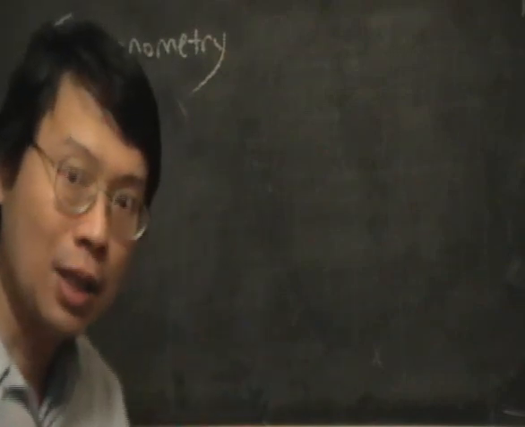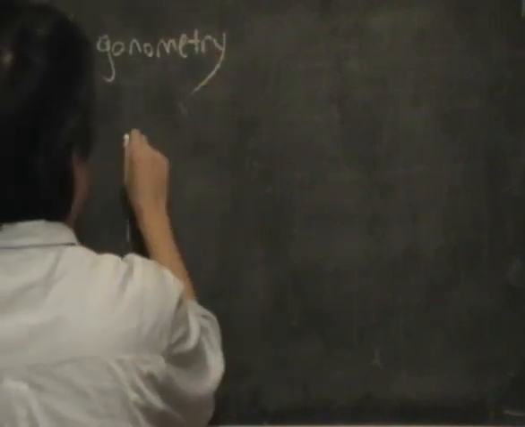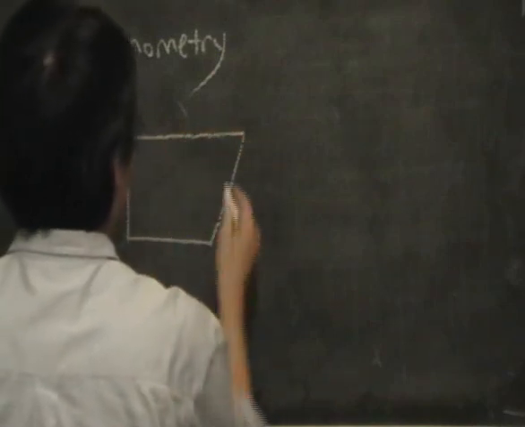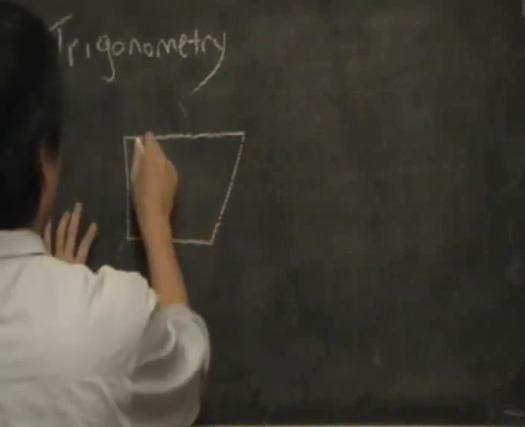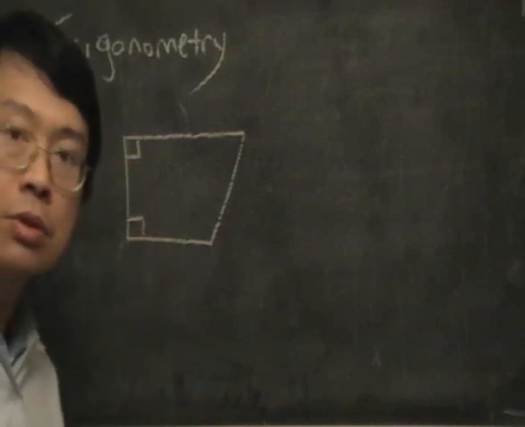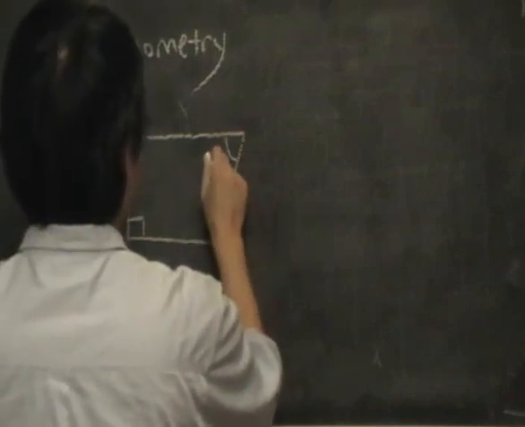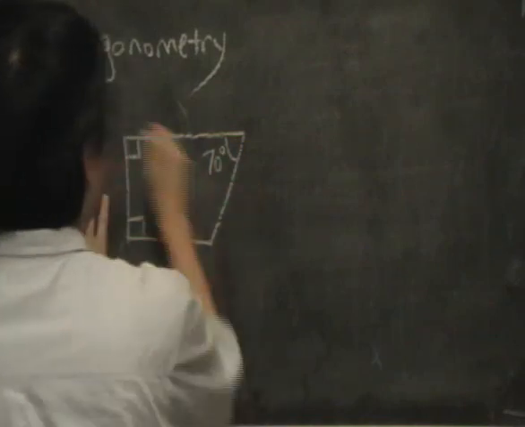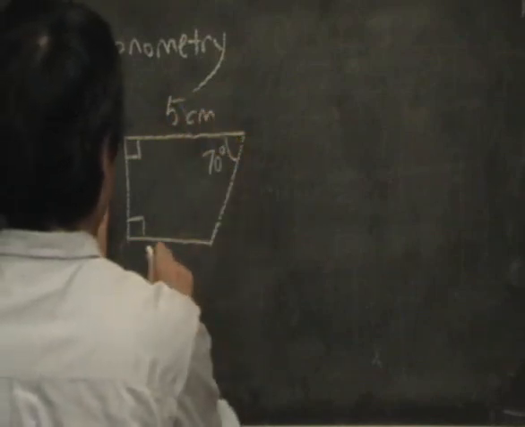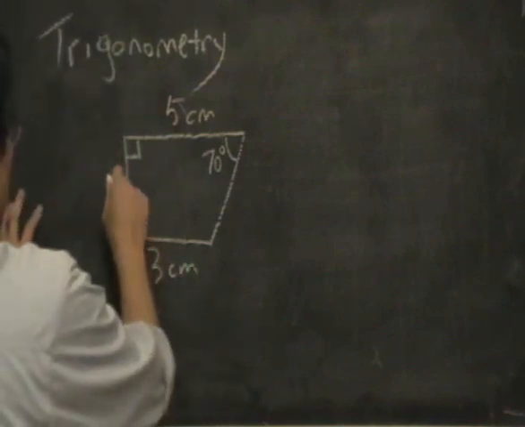So let's look at one last example before we finish off. Suppose we have this figure. Two of the angles are right angles. That angle is given as, say, 70 degrees. That length is 5 cm. That length is 3 cm. And the question is to find this side.